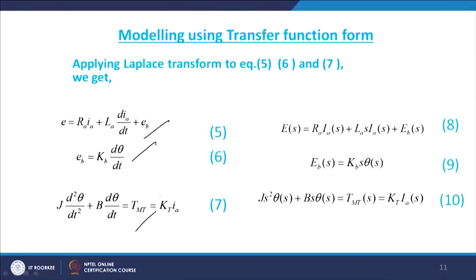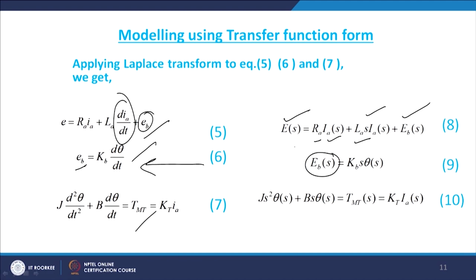Now we have to develop the model in transfer function form. So definitely we have time domain, so we have to apply Laplace transform. Here I have written all these equations again so that we can easily write down the expression in S domain. So we write Laplace of E, E(s), R_a into I(s), L_a s I(s), and E_b equals E_b(s). Then about equation number 6, E_b is represented by E_b(s) and this constant K_b, and d theta by dt, the theta dot, is represented by s theta(s).